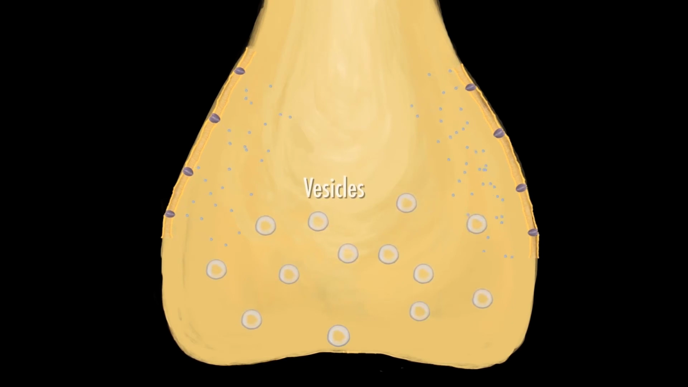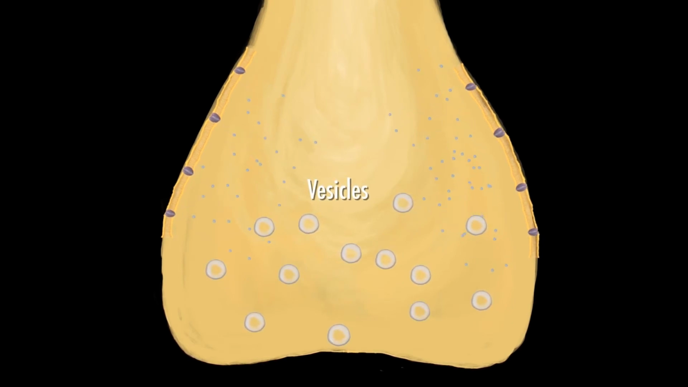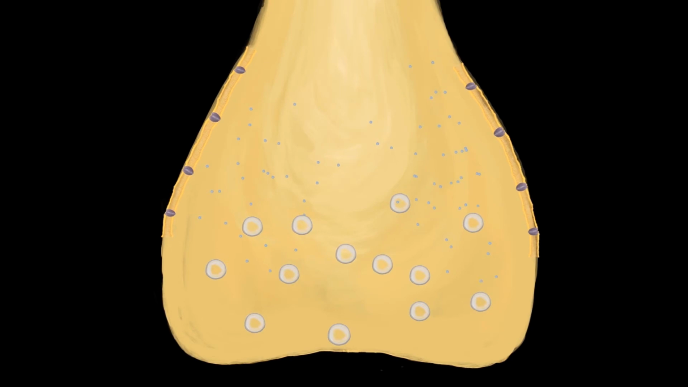Neurotransmitters are small molecules cells use to communicate with each other. In the axon terminal, they are packaged in vesicles, where they are protected from damage, and their concentration and release can be tightly regulated.